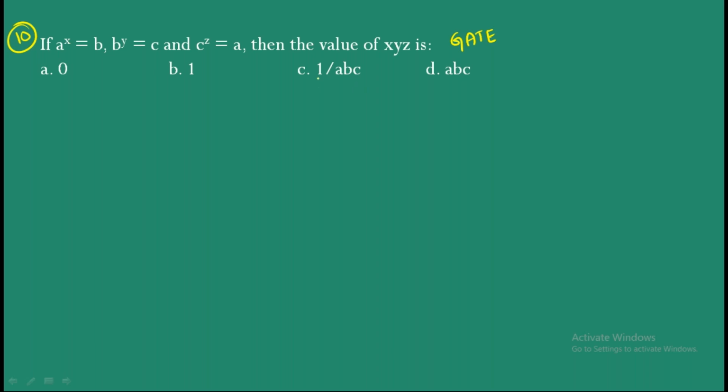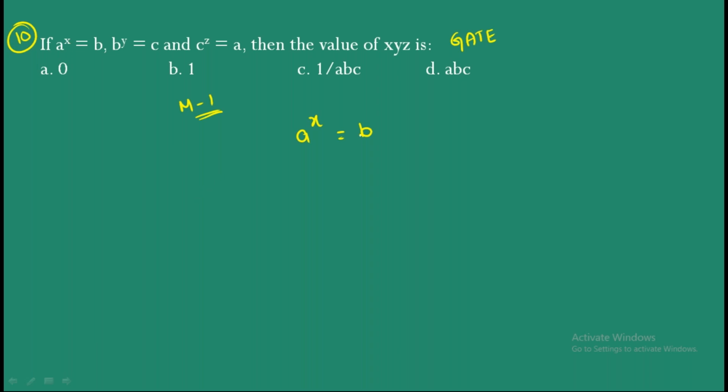A power x value is b, b power y value is c, c power z value is a. Okay. Listen, my dear friends, concentrate everyone. We have two different solutions. Let's see, this is method one. A power x is equal to b.